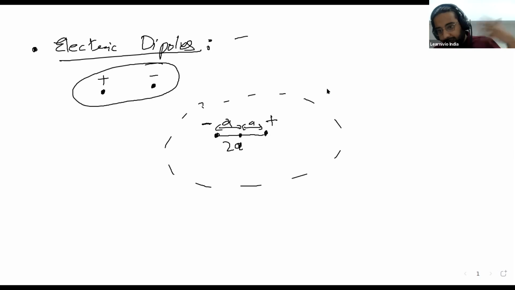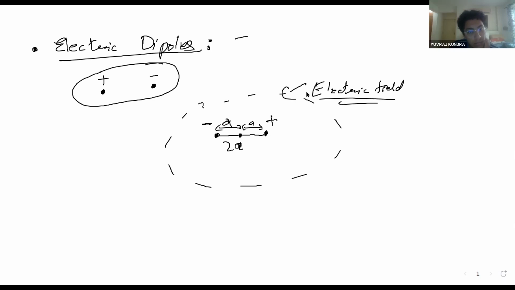What kind of electric field does this kind of system emit? That is essentially the problem that we are going to talk about. But before that, the direction of the electric field, like it will be a positive electric field or a negative electric field, we don't know. We'll figure out very soon.